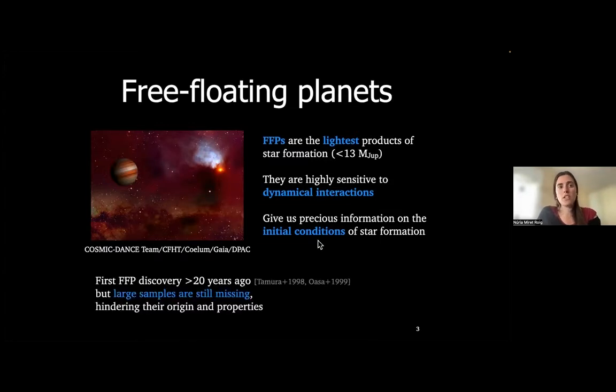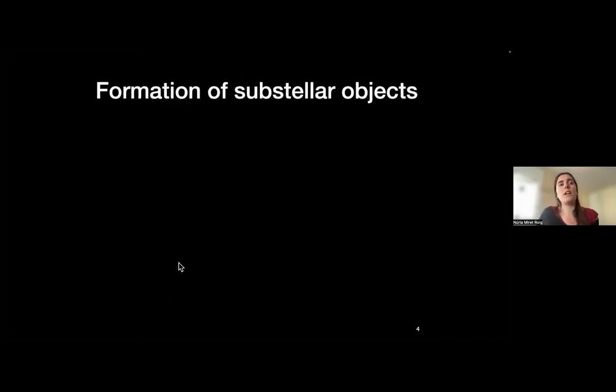So while the first free-floating planets have been discovered for more than 20 years, currently there are still missing large samples of these objects that allow us to study their origin and properties. In fact, there are several theories that have been proposed to explain the origin of free-floating planets.